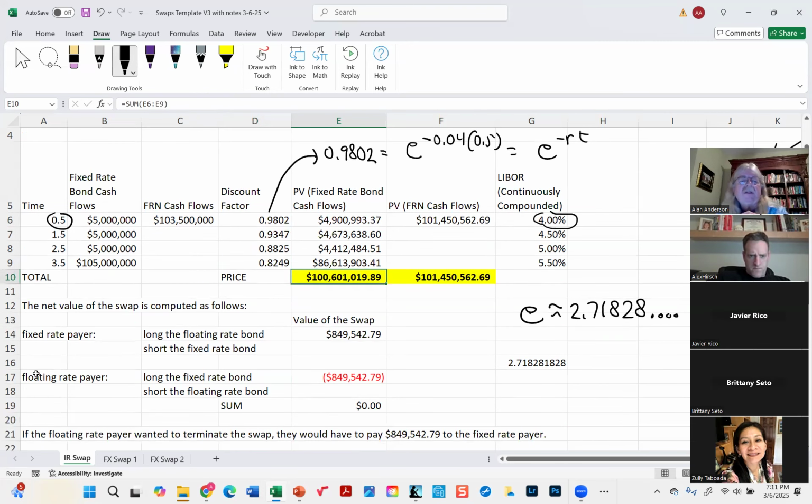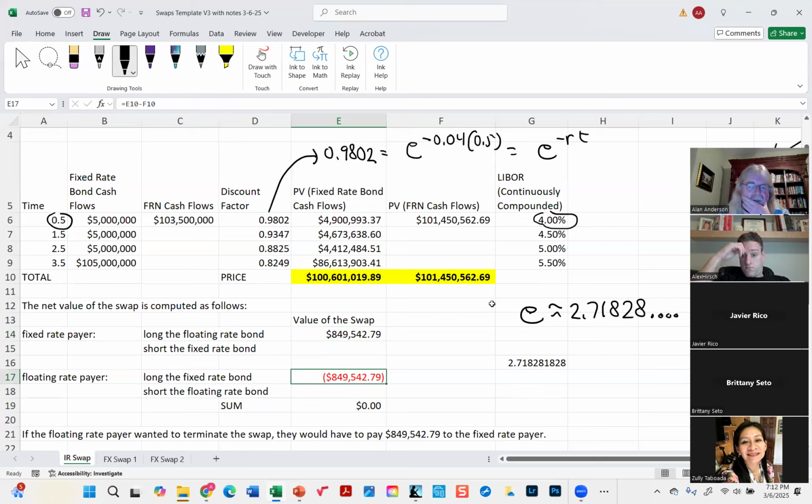The floating rate payer is the opposite. It's as if they bought the fixed rate bond and sold the floating rate bond. Since the floating rate bond is more valuable, the spread between them is the same, but it's negative 849,542.79. So the sum is zero, but if you look in your Bloomberg terminal, you'll see this number as the price of the swap, with the understanding that one side is up that much and the other is down. Now, the relevance of this is that if I called up the counterparty and said, listen, I don't need to be in the swap anymore, how much will you charge me to get out of it? That would be the correct number.